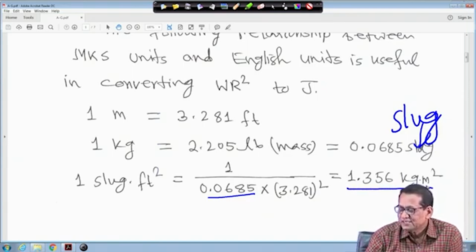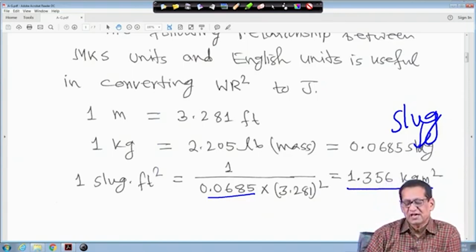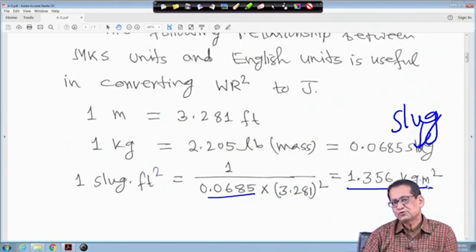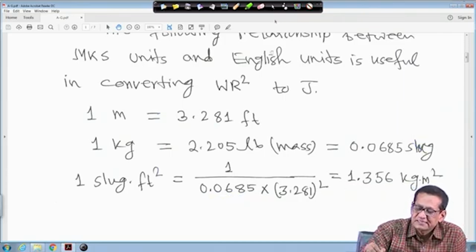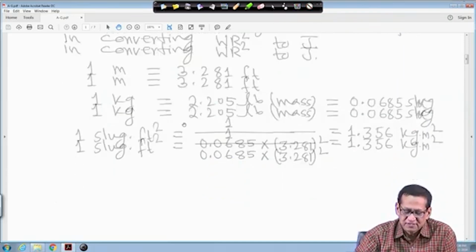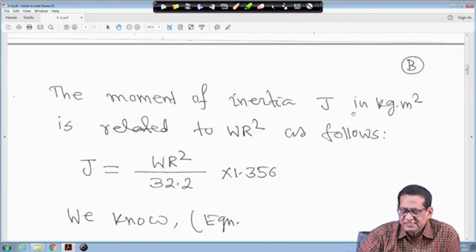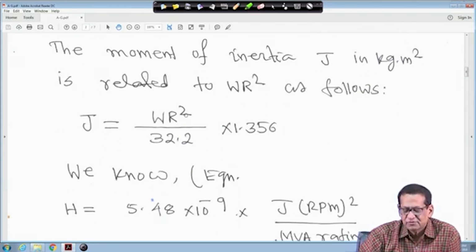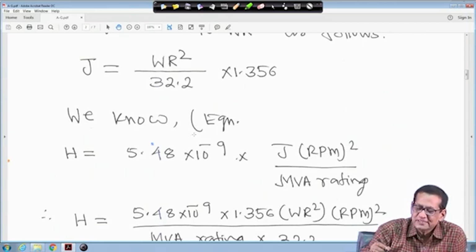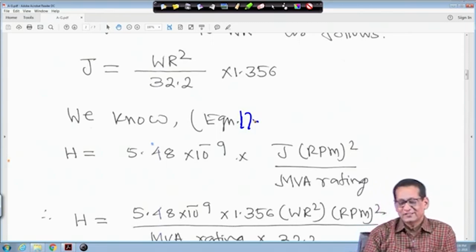So, now 1 slug feet square is equal to 1 upon 0.0685 into 3.281 square, that is equal to 1.356 kg meter square, right. So, English unit to MKS unit. Sometimes we convert this. Now the moment of inertia J in kg meter square is related to W r square as follows. Therefore, J is equal to W r square upon 32.2 into 1.356, right.